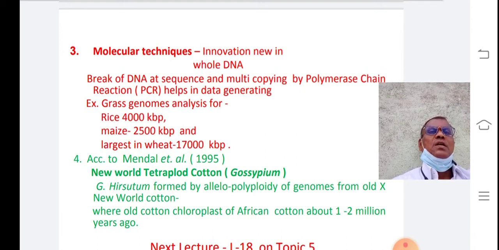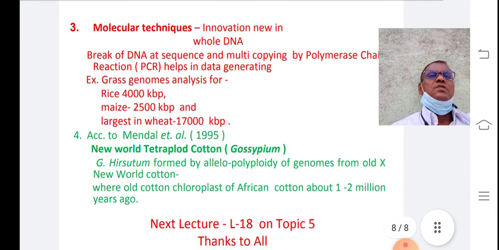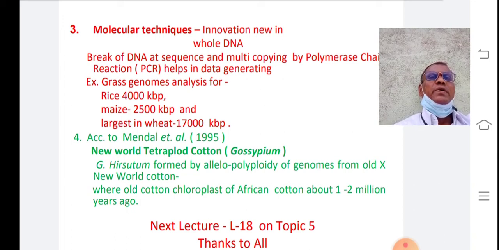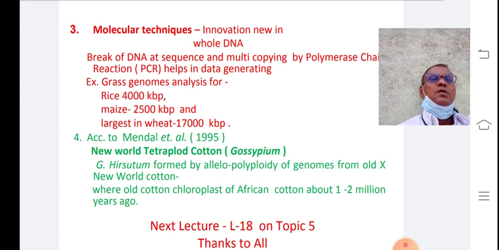So you refer to this. And the last point about this, according to Mendel and others in 1995, they have innovated the new world tetraploid cotton, Gossypium species. So Gossypium hirsutum is formed by the allopolyploidy of the genomes from the old world crossed with the new world cotton. So this allopolyploid developed from the old cotton and the new world cotton, where the old cotton chloroplast is from the African cotton, which has about 1 to 2 million years of history.